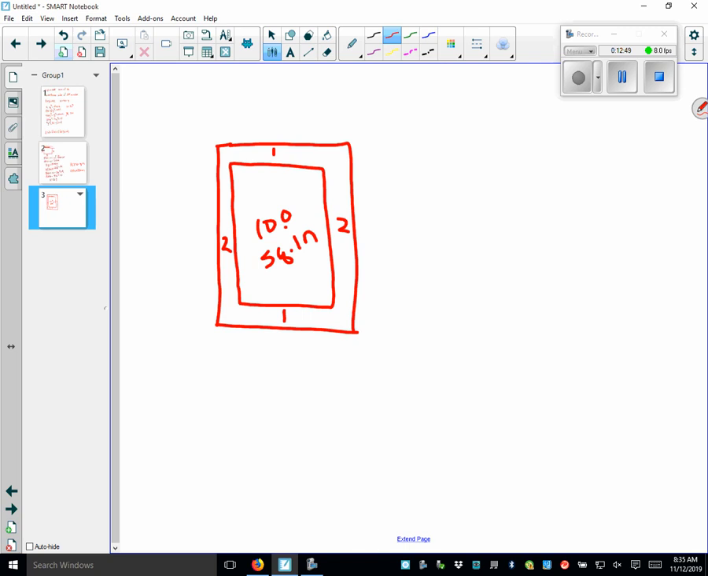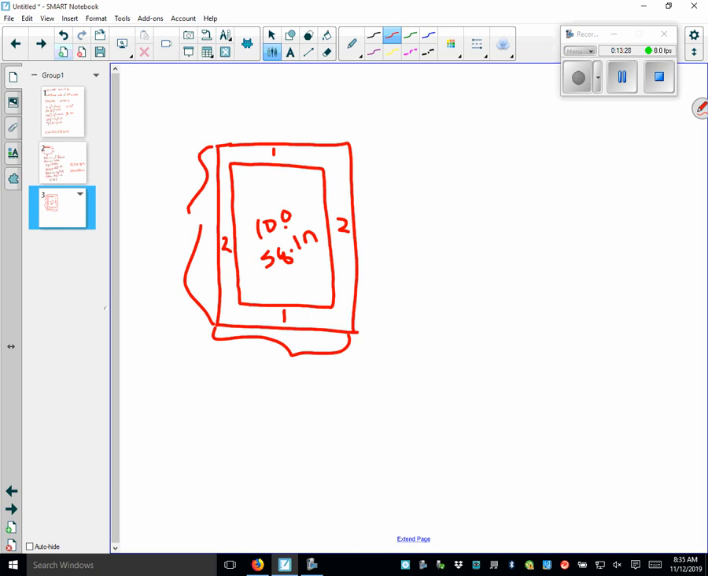Is that what I know? It contains 100 square inches of print. It has a 2-inch margin on each side and a 1-inch margin on top and bottom. Do you agree? What I want to find are the overall dimensions. So I want to find this length and this length. How do you want to represent it?